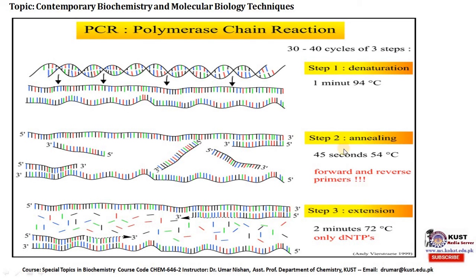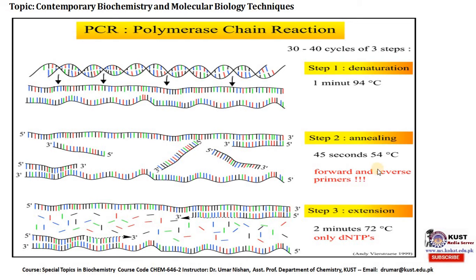Now, in step number 2, that is annealing, the thermocycler will bring down the temperature from 94 degrees C to 54 degrees C for a period of 45 seconds, and as a result, the primers which are in the reaction environment will attach with their relative complementary sequences. Like you can see here, the primers that are 20 to 50 nucleotides long attach with their complementary sequence, and here also they attach with their complementary sequence.